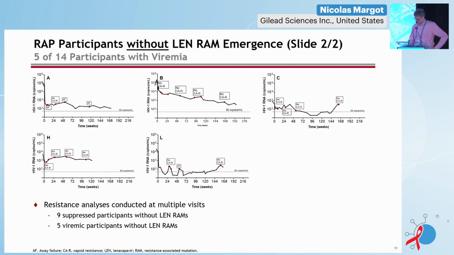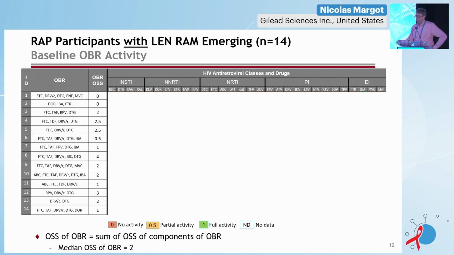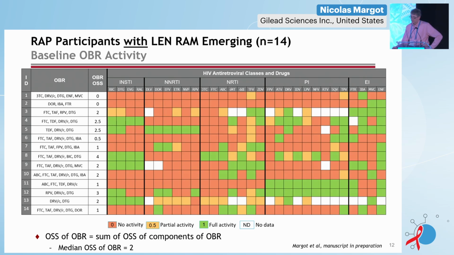The second 14 are what I'm going to talk about now. Again, a similar table as before, showing the extent of the resistance at baseline and the limited options that these participants had. And again, here in this group, the median OSS was 2.